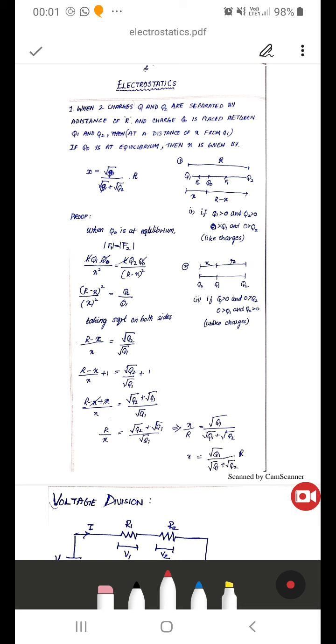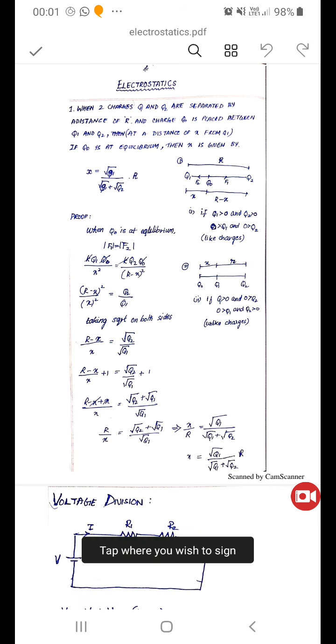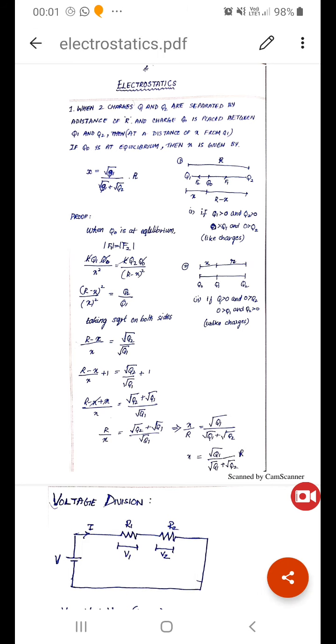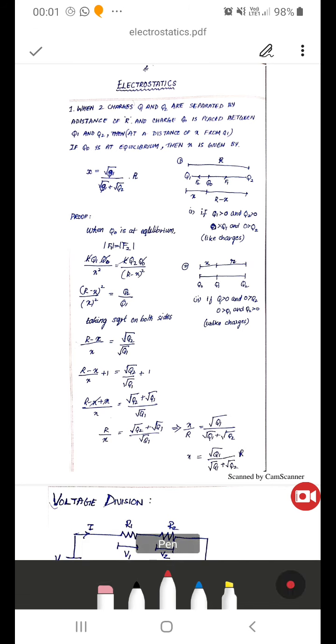I'll assume that x is the distance at which q0 is placed from q1, and if q0 is at equilibrium, then you have to find x. In this condition, you can use the formula x is equal to root of q1 by root of q1 plus root of q2 into r. Here r is the distance between q1 and q2.